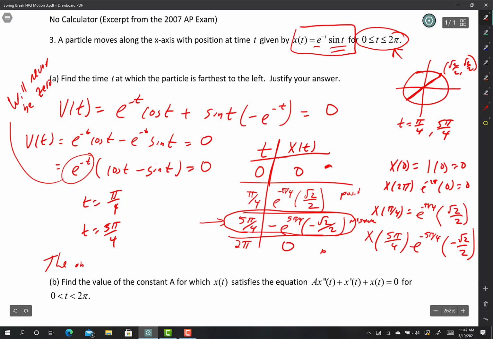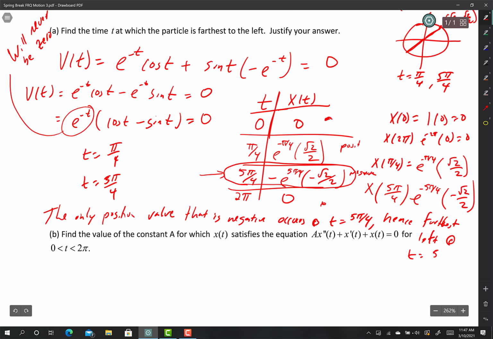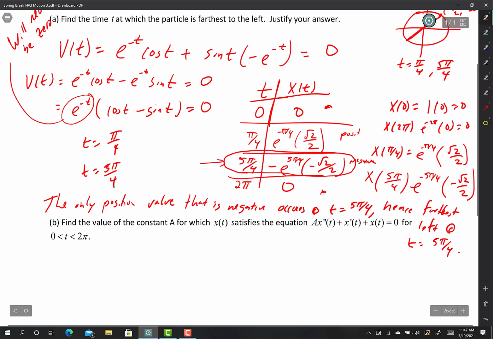So I'm going to write: the only position value that is negative occurs at t equals 5 pi over 4. Hence, furthest left at t equals 5 pi over 4. All right, I think that's good enough. I think that will get you the full credit. You probably don't even have to mention that. You could have just said t equals 5 pi over 4 is when you're furthest left. But there it is. We got it, guys.